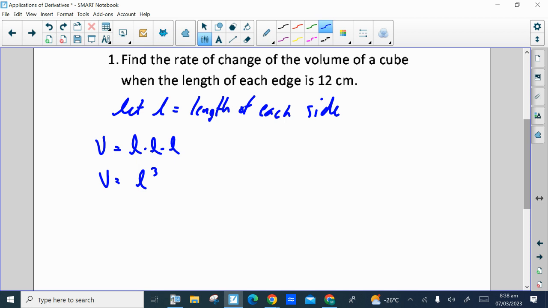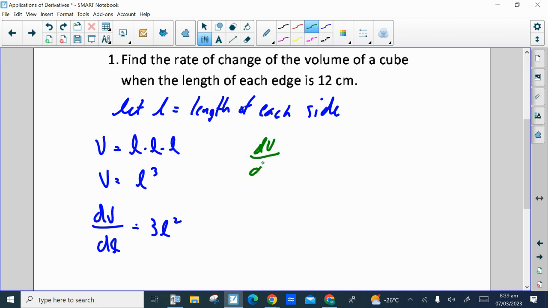So there's an expression that relates the volume to the length of each edge of the cube. And the instantaneous rate of change of volume with respect to L would be dV by dL, and that would equal 3L squared. You're taking the derivative. The derivative of volume with respect to length of each edge is dV by dL. Then we differentiate L cubed and we get 3L squared. So now we can find the instantaneous rate of change.